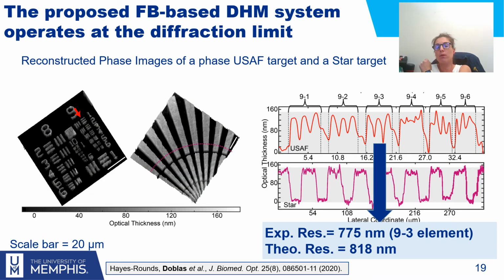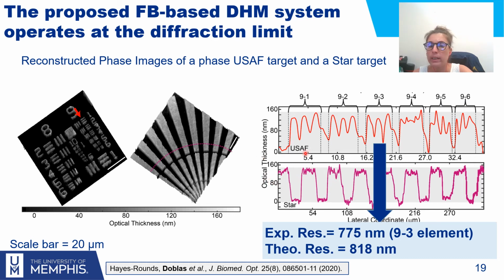So let's talk about performance, right? We want DHM systems that are limited by diffraction. So we imaged the USAF target, a high resolution phase USAF target, and we made a profile. We converted the phase into thickness because we knew the refractive index of the material of the phase target, and then we made a profile along the horizontal elements of group 9, and this is the profile of the optical thickness.